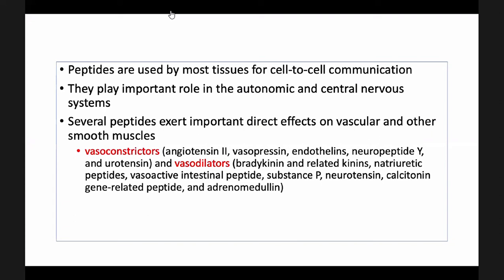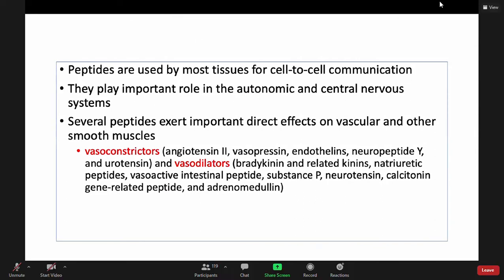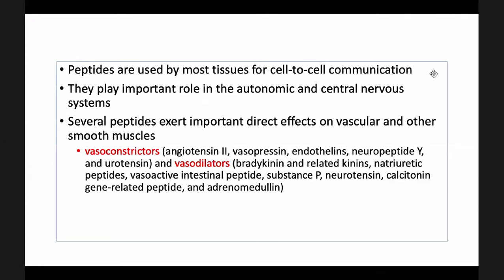Peptides are used by most tissues for cell-to-cell communication. So they actually play an important role in the autonomic and central nervous system. There are several peptides that exert important direct effects on the vascular and other smooth muscles. You have your vasoconstrictors like Angiotensin II, Vasopressin, Endothelins, Neuropeptide Y, and Angiotensin.